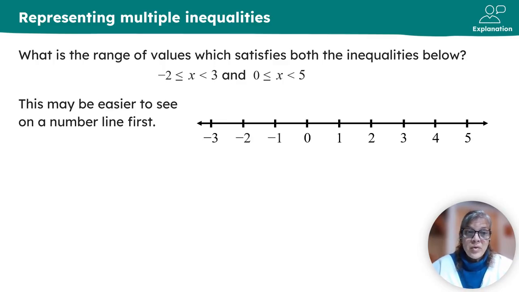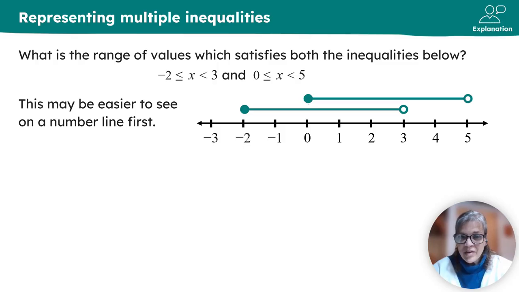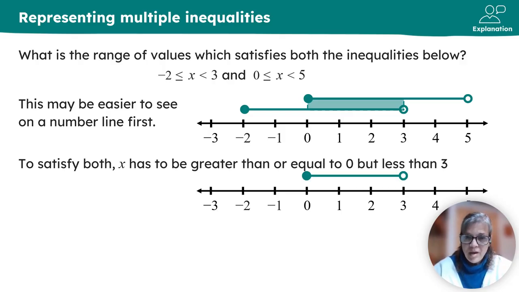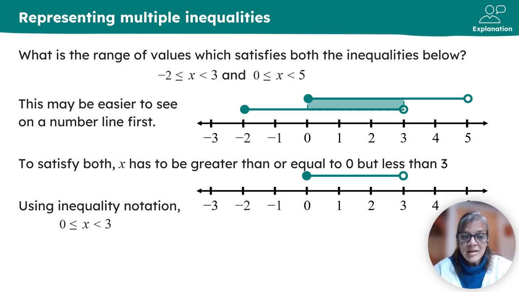Okay, so if you put it on a number line, hopefully it helps you to see it easier. That the first range of values is here. The second range of values is 0 to 5. And so to satisfy both, it has to be greater than or equal to 0, but less than 3. So I have this small range that satisfies both, and the way we would write that in an inequality would look like this. 0 is less than or equal to x is less than 3.